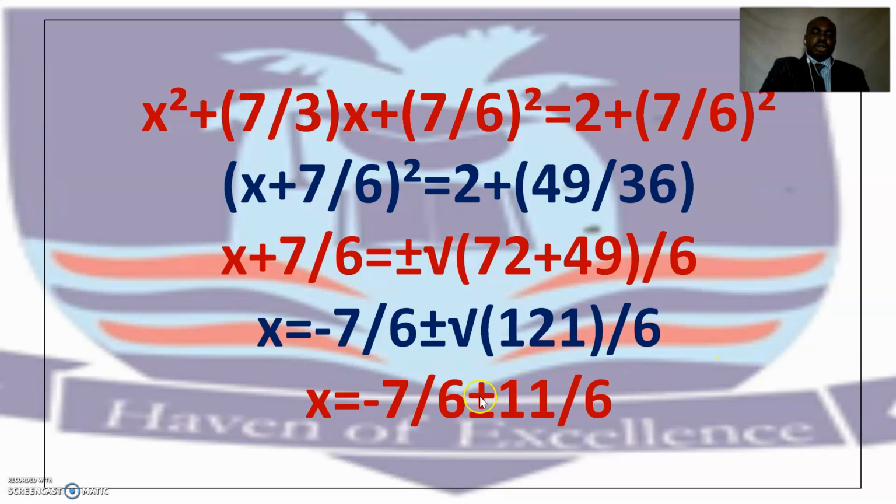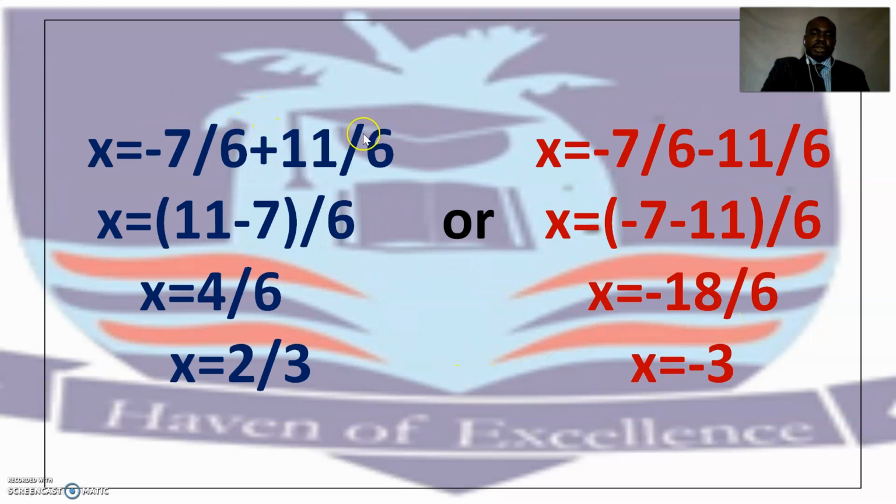Now remember that I told you that the plus and the minus are both important. At this point, we are going to solve them separately. Solving the plus here and the minus here, we have minus 7 over 6 plus 11 over 6. Since they both have the same denominator, we can solve this by simply adding or subtracting the numerators. So we have 11 minus 7 all over 6, giving us 4 over 6. The lowest term of that is 2 over 3.